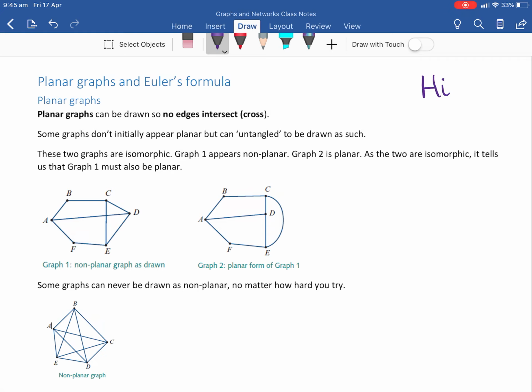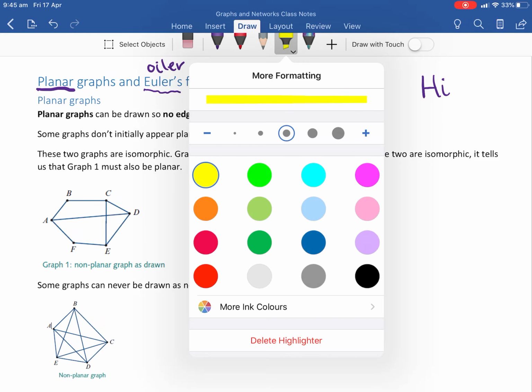Today we're looking at 9D, planar graphs and Euler's formula. Just wanted to note, this word here is pronounced Euler. Cool. So we're just looking at a different kind of graph today, and that is a planar graph. Whether I'm saying that right, I don't know. So a planar graph, let's get the highlighter out.